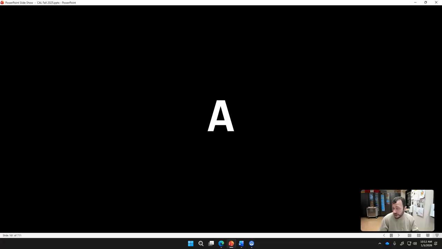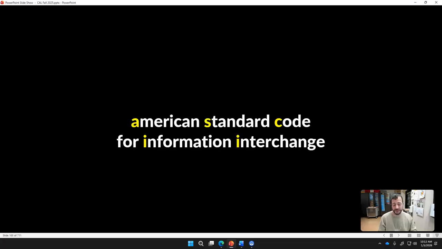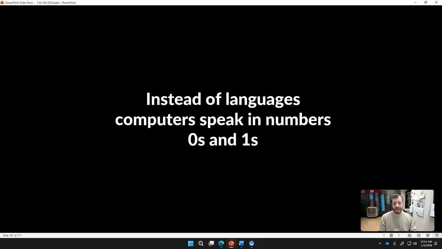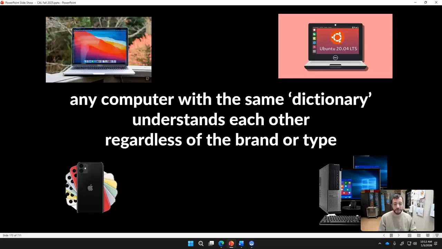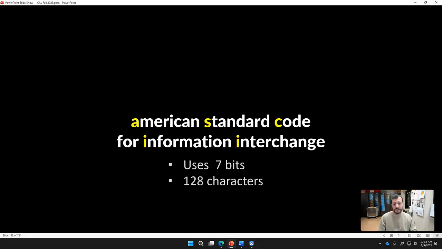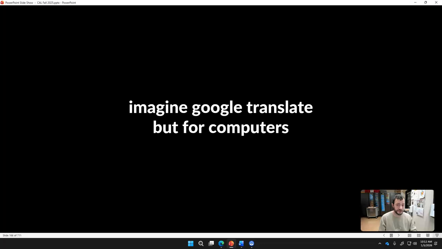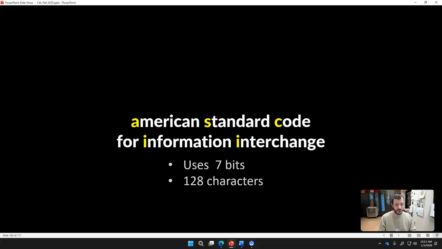And why does 65 represent A? Well, many years ago, we created a system called ASCII, which is the American Standard Code for Information Interchange, which is a fancy way of saying we made a table, and that table looks like this. You can think of this table as like a Google Translate, but for computers, where we translate a particular pattern of zeros and ones into representing letters on the screen.